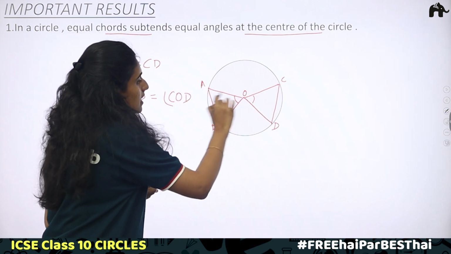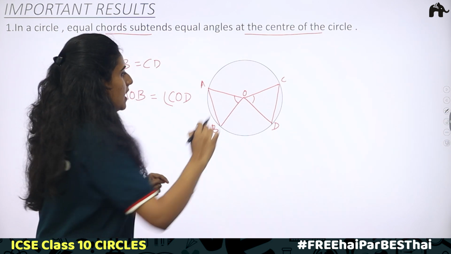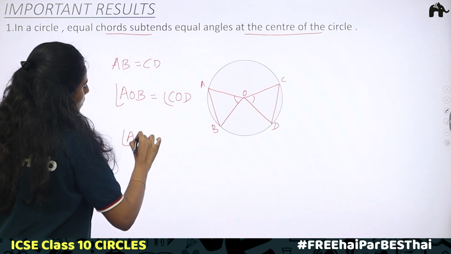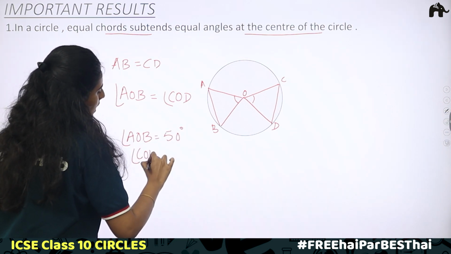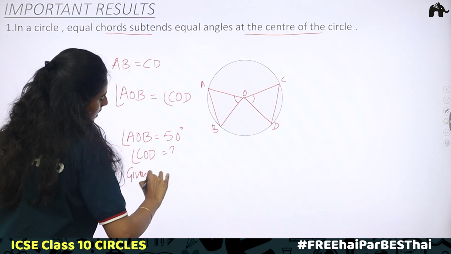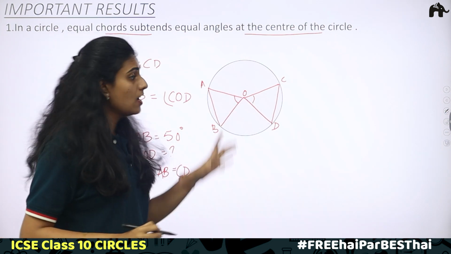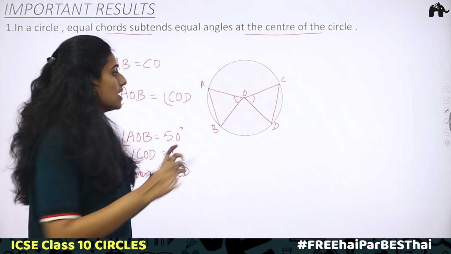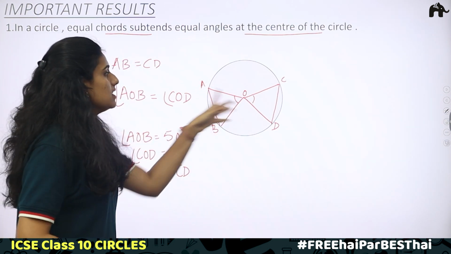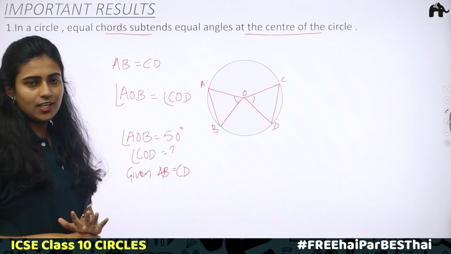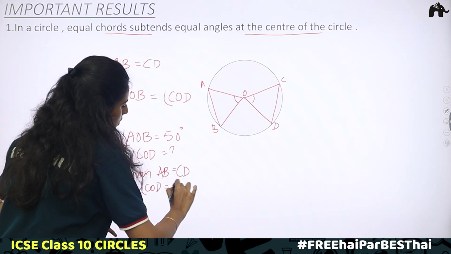Now, the converse of the statement is also true. If arcs subtend equal angles at the center, then the lengths of the arcs will be equal. For example, let us take angle AOB is equal to 50 degrees. Then what is the measure of COD? Given AB is equal to CD. AB and CD are two equal chords or two equal arcs. Then the measure of AOB is given. If AOB is equal to 50 degrees, what is the measure of COD? COD will be equal to 50 degrees. Correct. COD is also equal to 50 degrees.